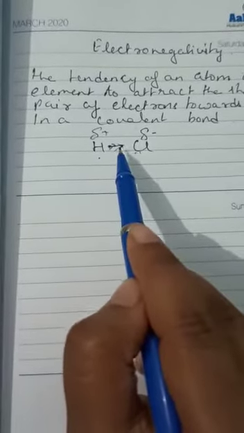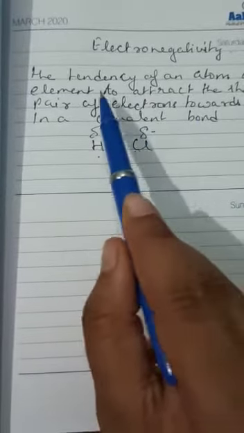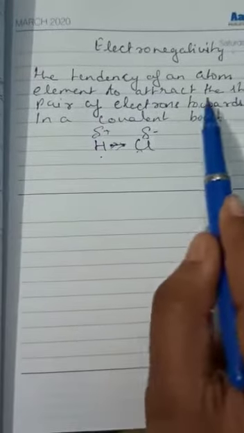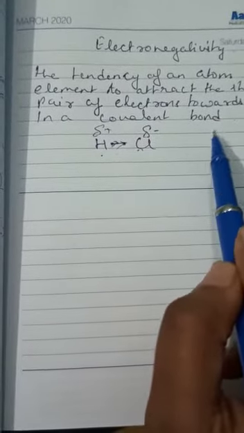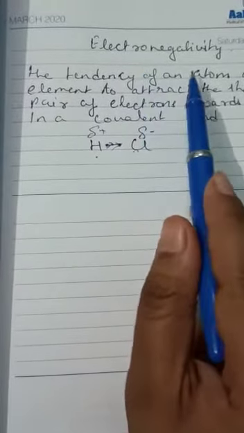So that is why it is written here: the tendency of an atom to attract the shared pair of electrons towards itself in a covalent bond. This is known as electronegativity.